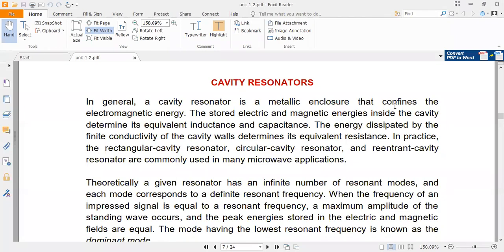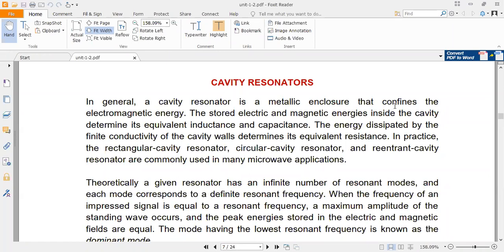You have studied in your network theory course. What is a tuned circuit? It has L and C components at a particular frequency. That particular frequency is called resonant frequency. At resonant frequency, XC becomes equal to XL, so output becomes maximum. That's the resonant circuit we have studied already in your previous courses.